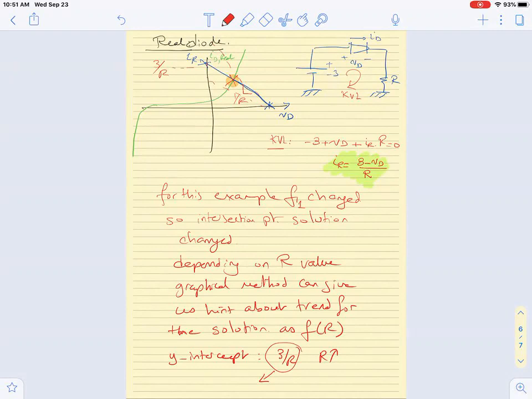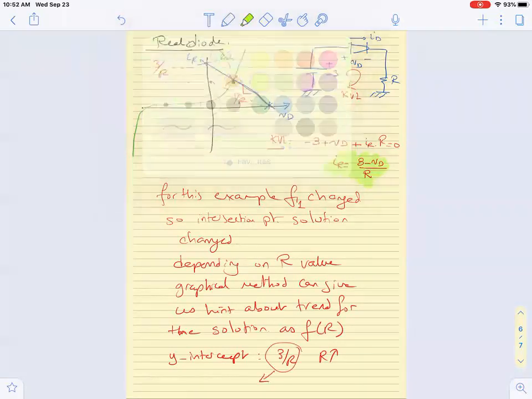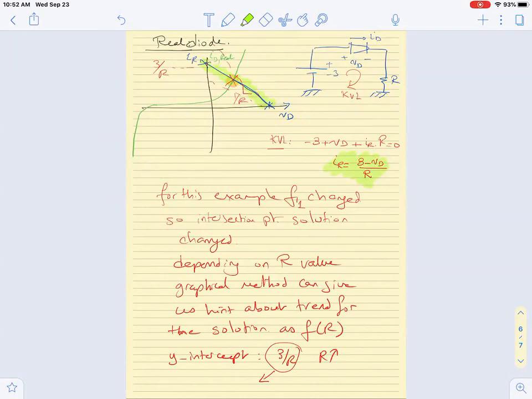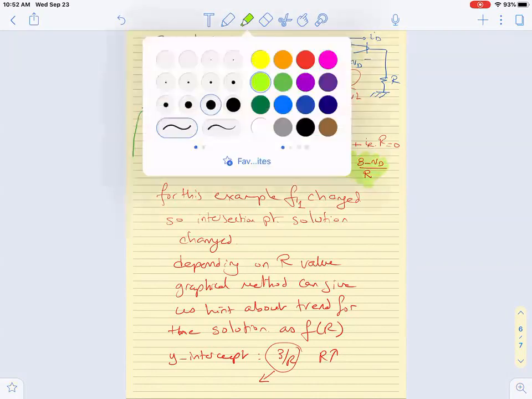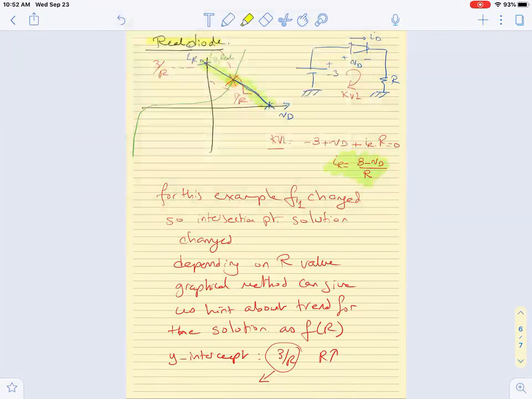Okay. Is it clear now? The load line, the intersection, and the different devices? Yes, Professor, but a small question. F1 is the device, and F2 is the resistor, the load line. So how did F1 change here? Because now it is a real diode. The equation is now different, whereas before I was using an ideal diode.